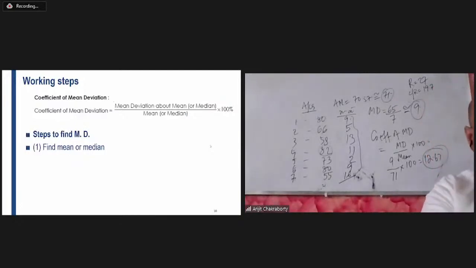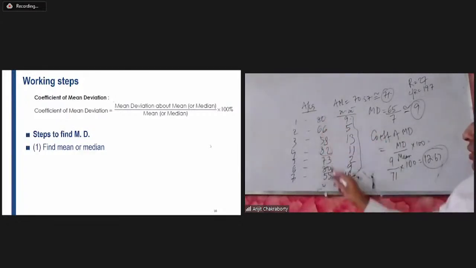Okay, so let us look once again at this. The mean deviation, approximately, I have rounded it off. MD has come to 9.28 or 9, just for the sake of calculation. And the coefficient of mean deviation, 9 divided by 71 I have taken, so that gives me around 12.67. So this is basically the process.